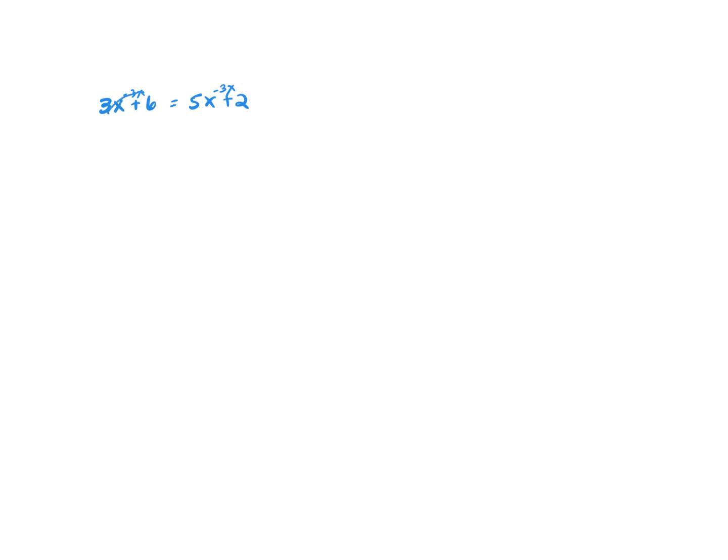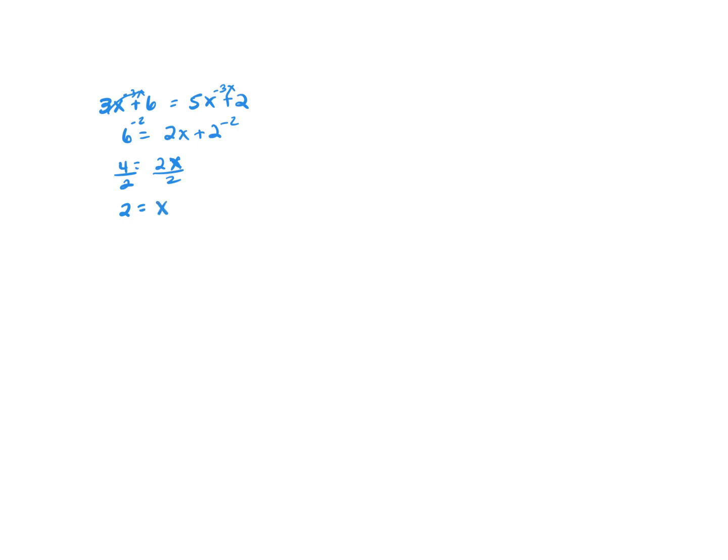So here they're gone, and you're left with 6 equals 2x plus 2. Now subtract 2 from both sides, and that gives me 4 equals 2x. And now divide both sides by 2, and that gives you 2 equals x.